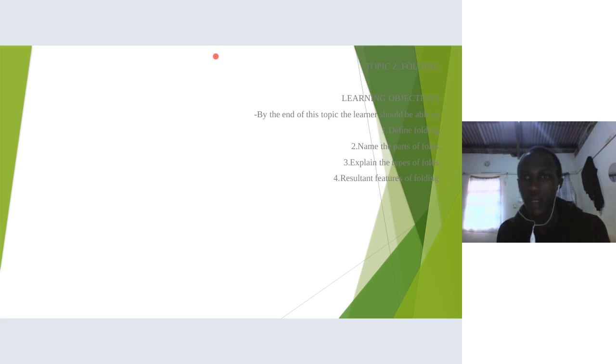In our class today, we are going to study folding, whereby by the end of this lesson students are expected to define folding, name parts of a fold, explain different types of folding, and describe the resultant features of folding.